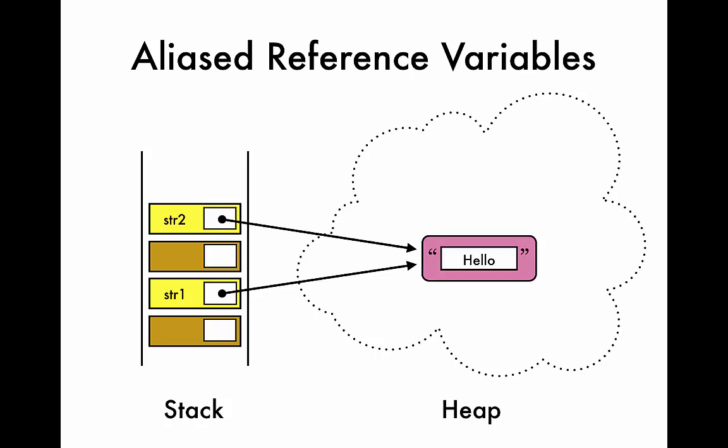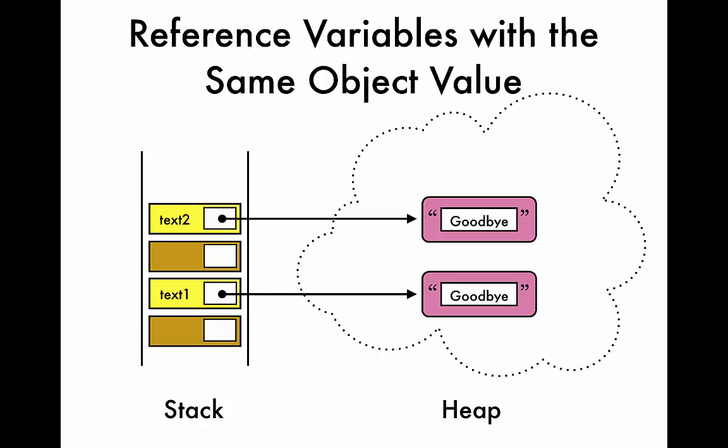You always have to be careful when two variables are aliases to the same object. That means that if you change the object through one of the variables, you have effectively changed the object value of the other variable. Now, there are cases when you may want to do this, but you should always be aware that it's happening. Two reference variables can have the same object value without being aliases. In this picture, for example, text1 and text2 point to two different objects that happen to have the same value.